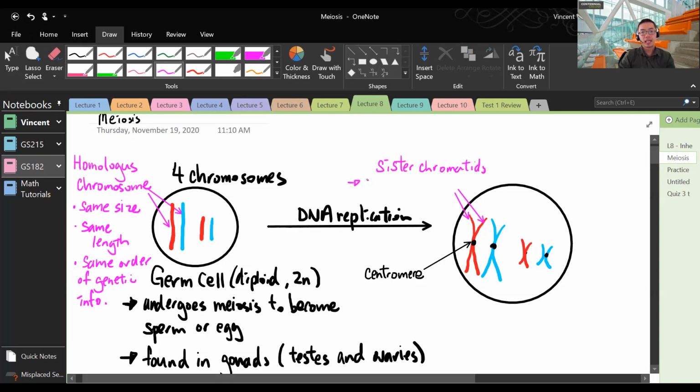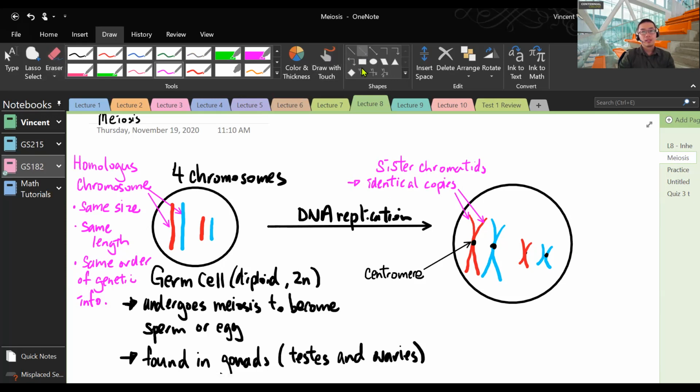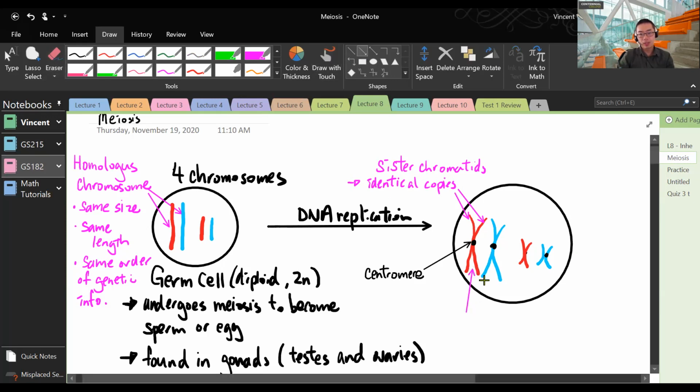Identical copies of each other. Same thing, this one and this one, sister chromatids. But this one and this one are non-sister chromatids. They are homologous. Non-sister chromatids.